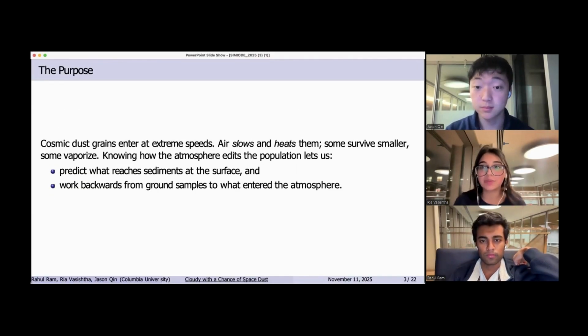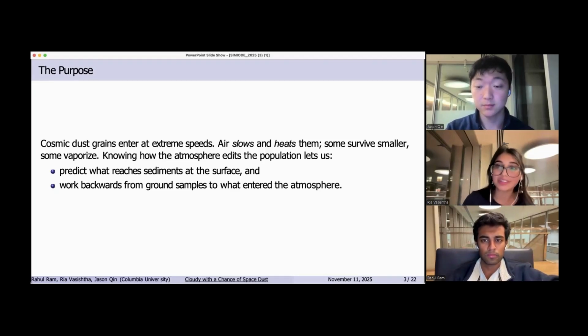Cosmic dust might sound small, but it can tell us large-scale things, like how matter travels through the solar system, or like how the paper discussed how even organic molecules reached Earth. The problem is, by the time the dust reached the ground, the atmosphere has already edited it. Some particles survive and some melt while others shrink. So our goal was to mathematically describe how the atmosphere acts like a filter and then see if we can reverse that filter.